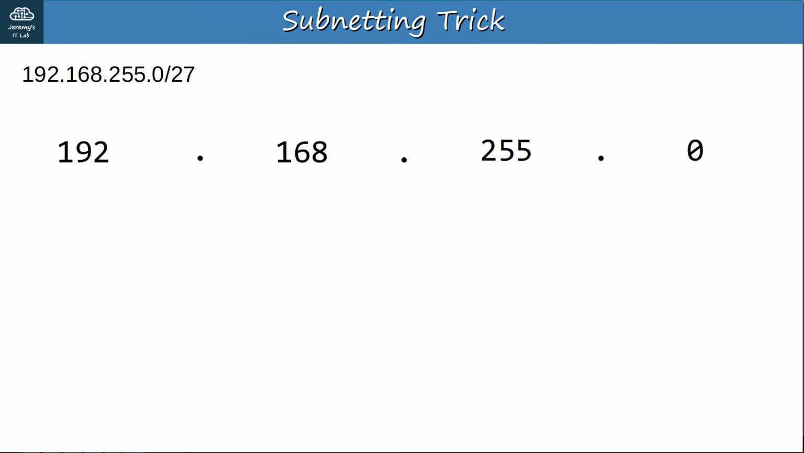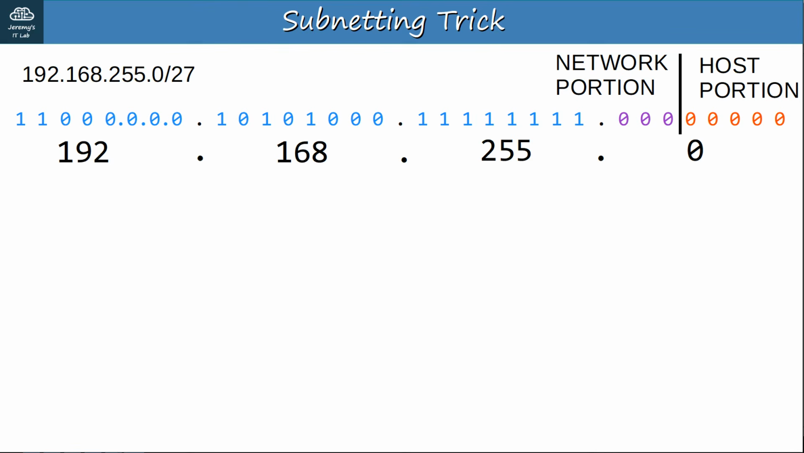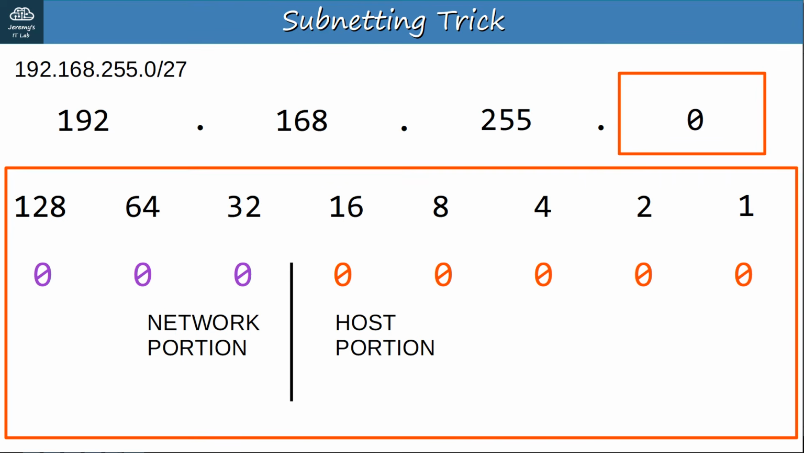So our first subnet will be 192.168.255.0/27. Here it is written in binary. Here's the network portion, and here's the host portion. Let's look at just the last octet once more. Here's just the last octet. What's the value of the last bit of the network portion? It's 32. So using the trick I introduced before, we should be able to calculate the other subnets now.